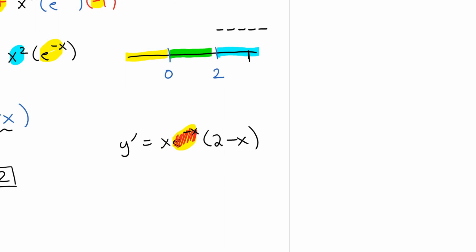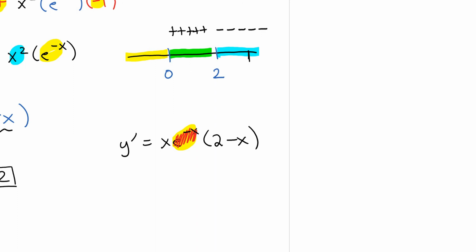And then in the middle region, maybe I'll just pick 1 here. If I plug in 1 here, I would get a positive result. And if I plug in a 1 there, I would get a positive result. And a positive times a positive is a positive result. So that's going to be positive in the green region. Erase all that.